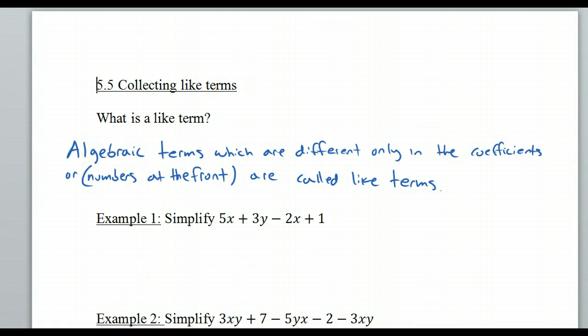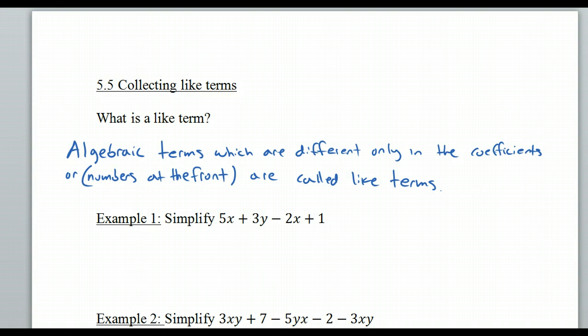Today we're looking at lesson 5.5, collecting like terms. Okay, so what is a like term? Well, the definition here is that a like term is an algebraic term which are different only in the coefficients, and remember coefficients are the numbers at the front, are called like terms. So let me go ahead and say that again here.